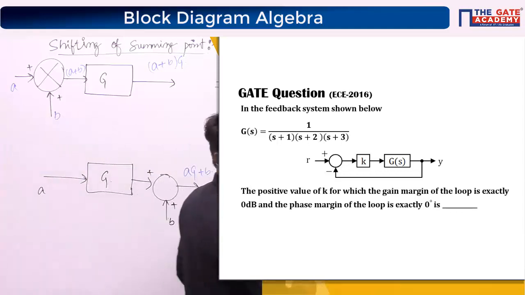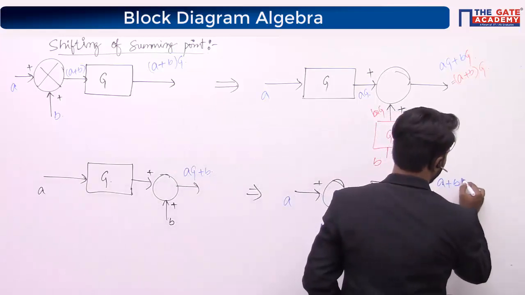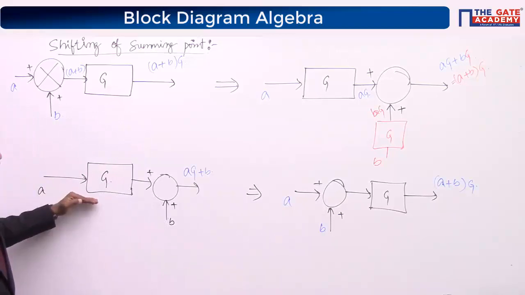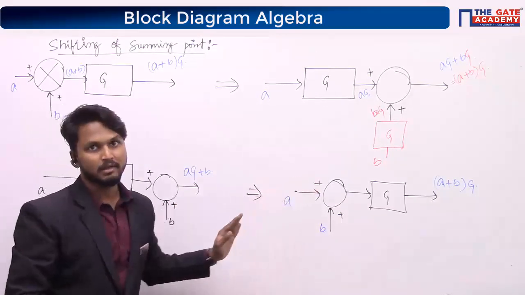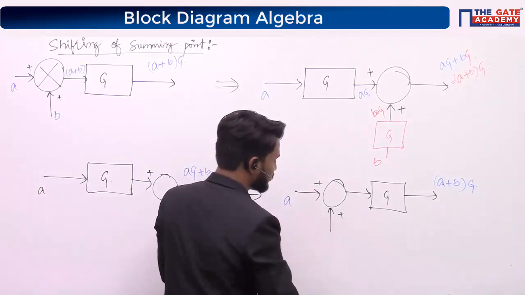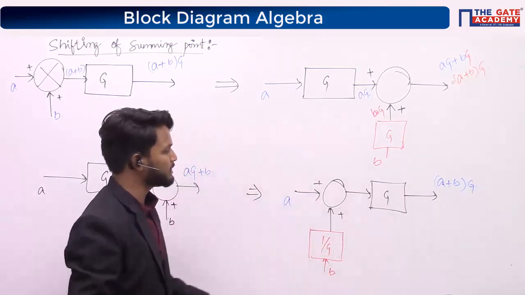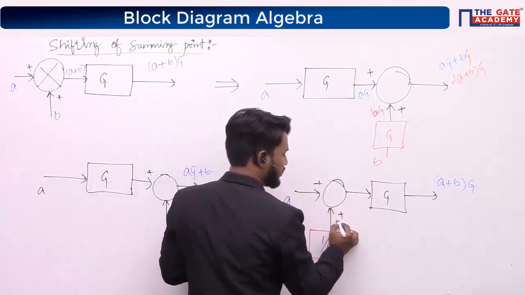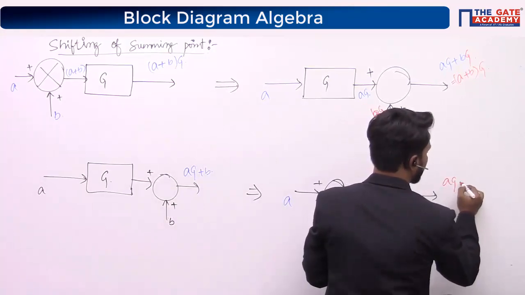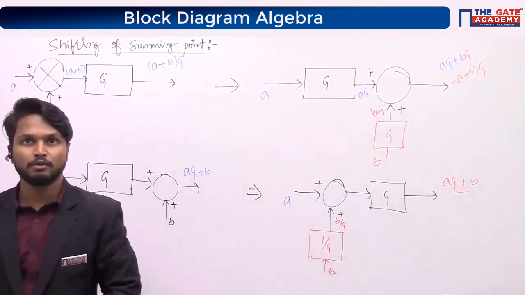So what is the output here? A plus B multiplied by G, right? So let us see here. If I am going to convert this into this, what should I do here? I should add a block of 1 by G here, right? If I add 1 by G, I'll get A and B by G here, so that I will get AG plus B at the output. So that is a modification which I need to do, right?